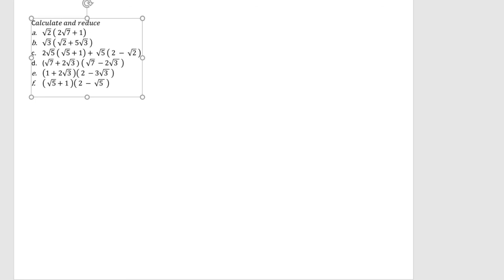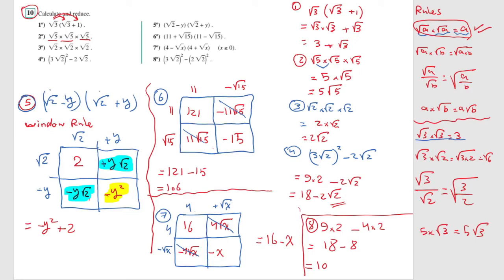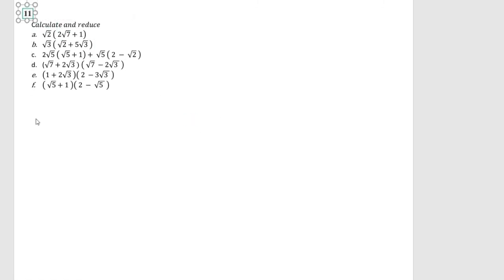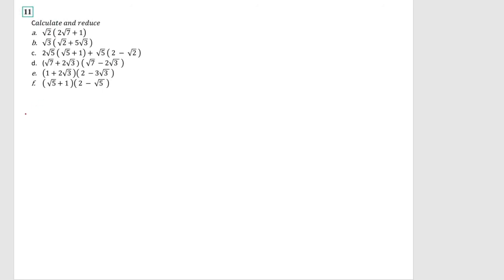Let's go to a new slide. Now I have the last question, which was number 11. In number 11 you'll use the same way sometimes. Part A, quickly: radical 2 times 2 radical 7, and then radical 2 times 1. Here we can't use the window, it's not necessary, only when I have 2 brackets. For A, B and C it's not necessary to use the window, or we can use a window of only one, like this. Use a small window like this.